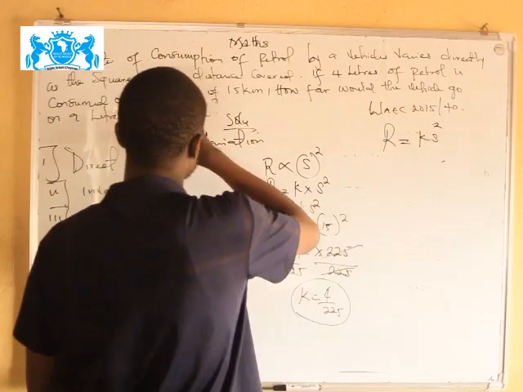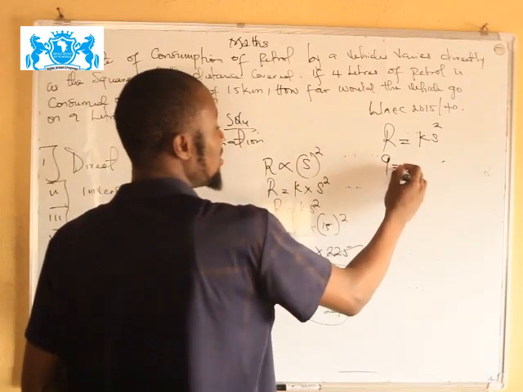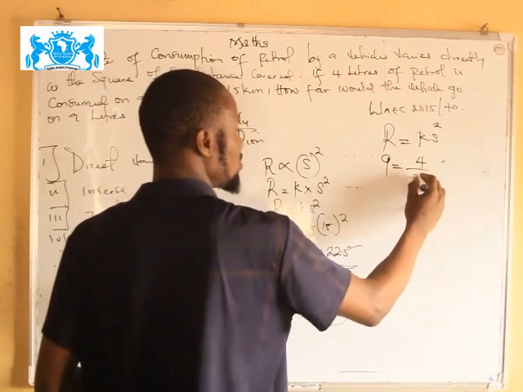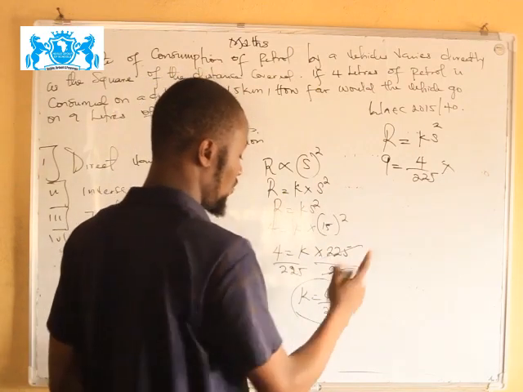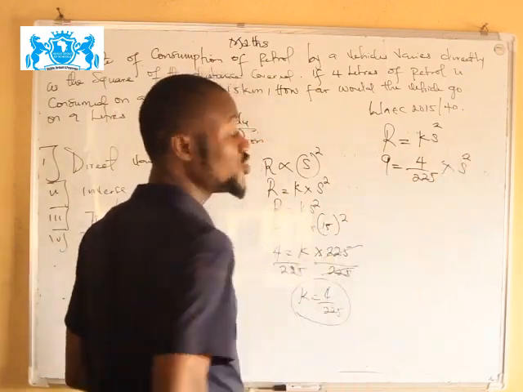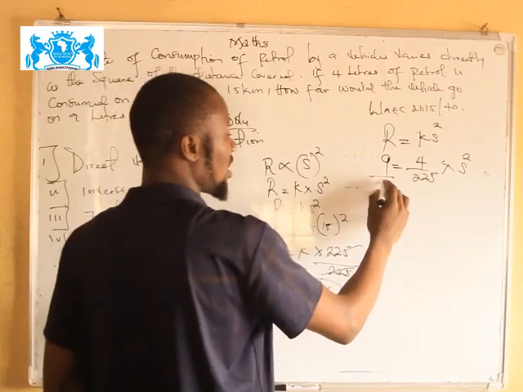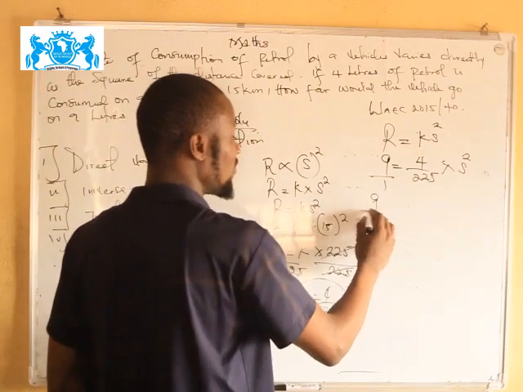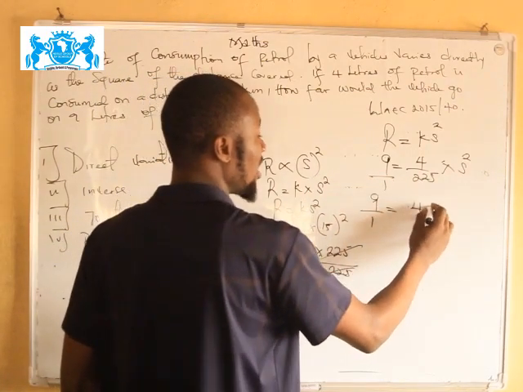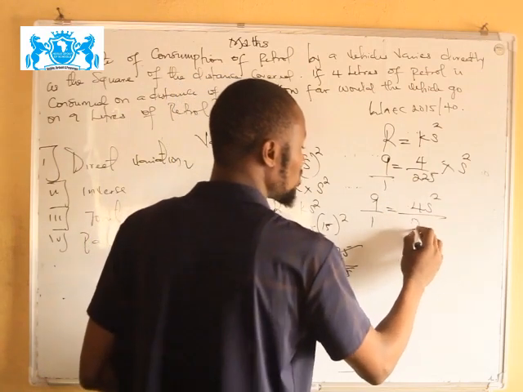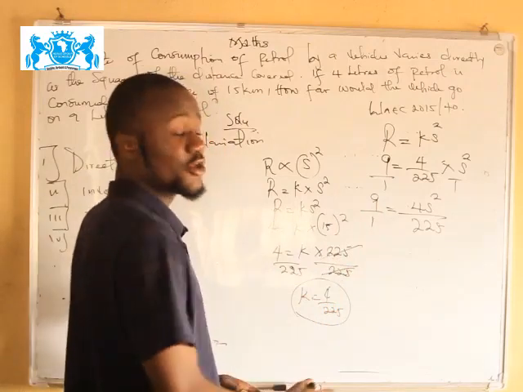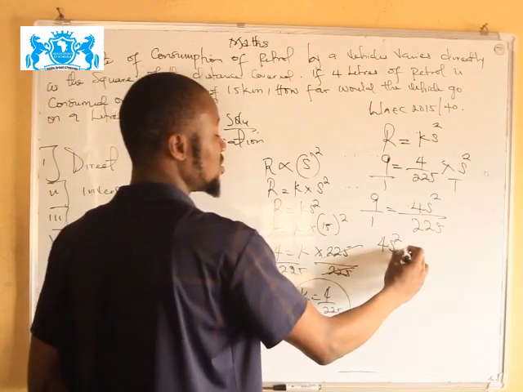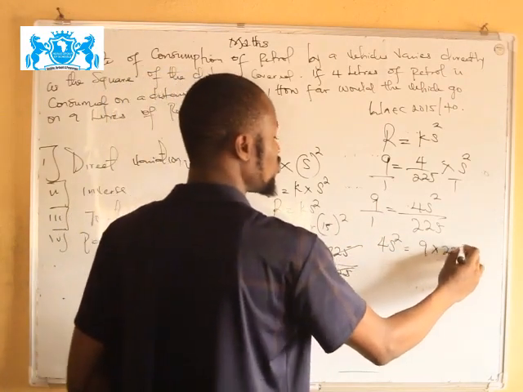So the rate of the petrol consumption is 9, equals your k, which is 4 over 225, times your s, which is what you are looking for, s raised to power 2. So you have this one as over 1. So you can say 9 over 1 is equal to 4s raised to power 2 all over 225. Now, we cross multiply. You have 4s raised to power 2 is equal to 9 times 225.